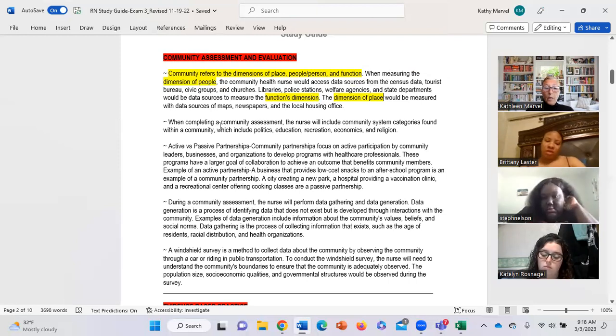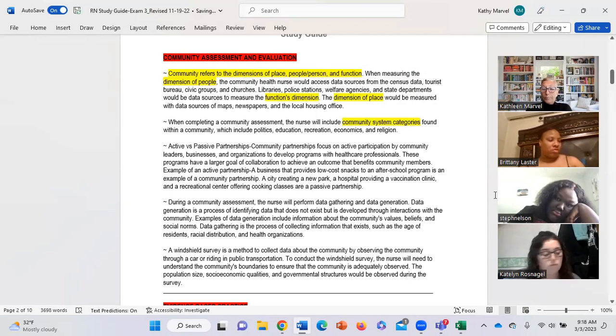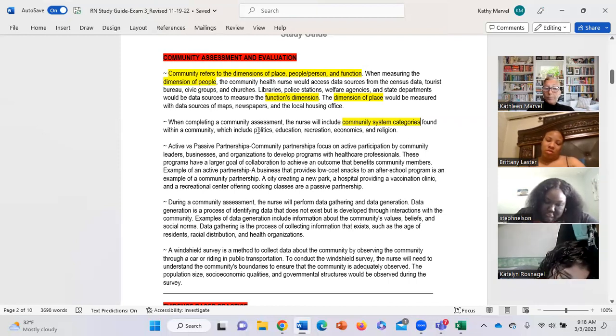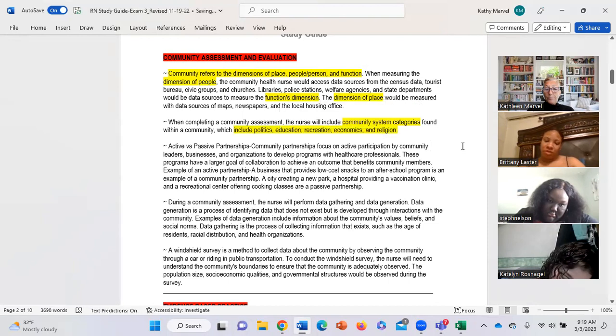So next bullet, and we're not going to go through every single bullet. I'm just showing you how to break this down. Okay. When completing a community assessment, the nurse will include community systems categories. That to me is the important topic here. Okay, so the nurse is going to include community system categories found within a community. What are they? There's 5 of them. They include politics, education, recreation, economics, and religion.